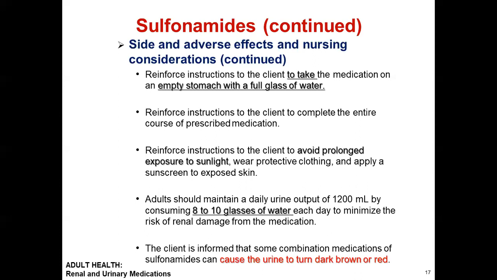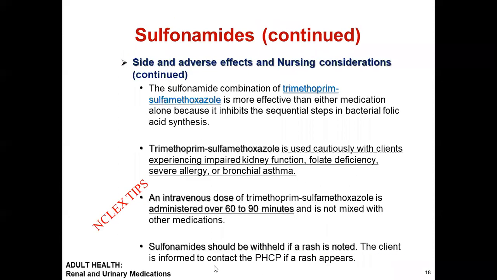The client is informed that some combinations of sulfonamide medication can cause urine to turn dark brown or red. Sulfonamide combined with trimethoprim, we call it trimethoprim-sulfamethoxazole or sulfamethoxazole-trimethoprim. When these two drugs are combined, they're more effective than a single one, and they inhibit steps of bacterial folic acid synthesis. A very strong antibiotic in case of severe urinary tract infection.